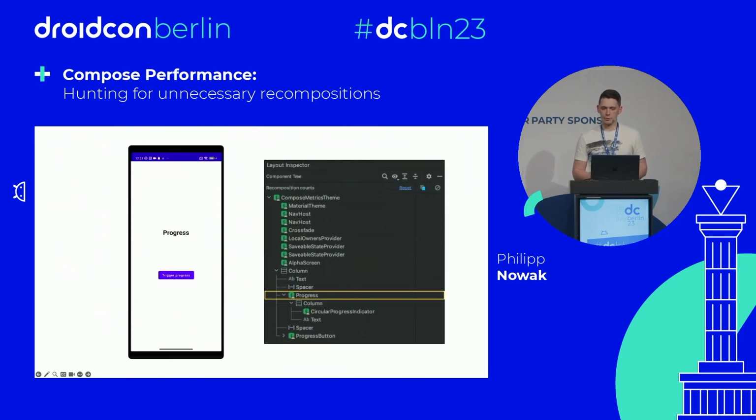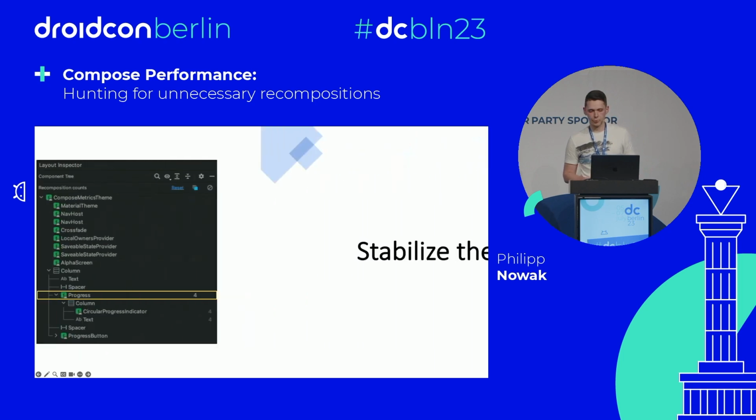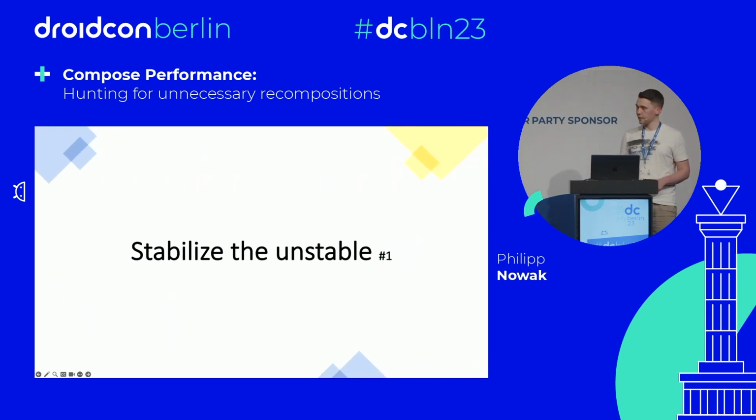If we finally look into our layout inspector, we can see that only our progress composable is recomposing when our state changes, and those changes do not affect any other composable function on our screen anymore. So we successfully fixed example number 2. Let's jump to the third one, which will get a little bit more advanced. It is called Stabilize the Unstable Part 1.